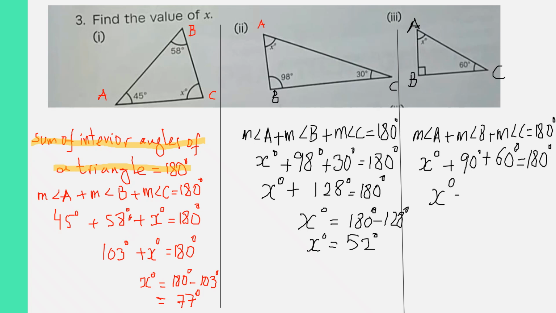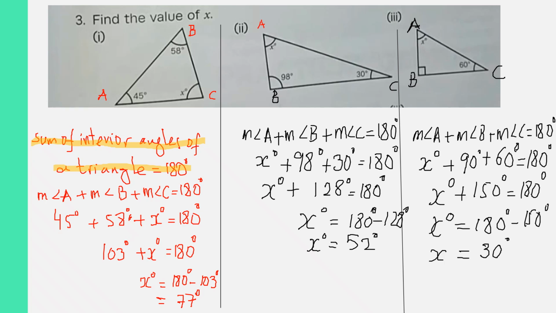Now x degrees, and adding these two will give me 150 degrees is equal to 180 degrees. Now x degrees is equal to 180 degrees minus 150 degrees, which will give me 30 degrees. So that means x here is 30 degrees.